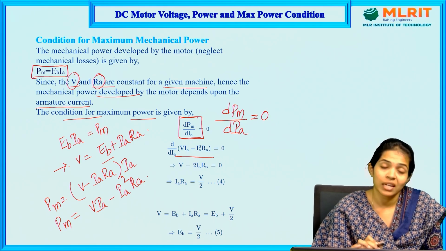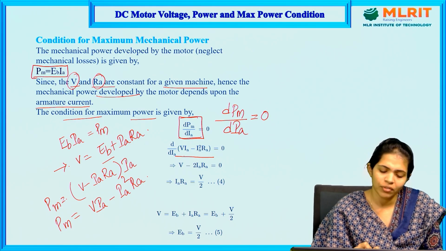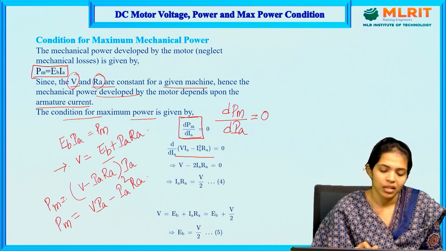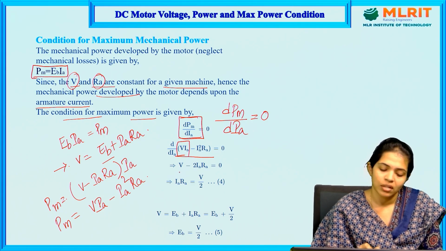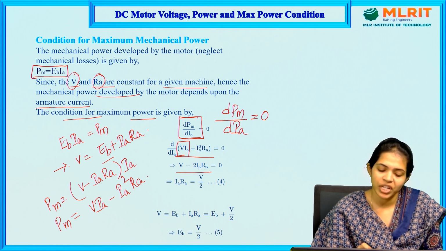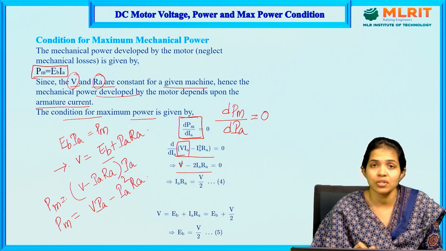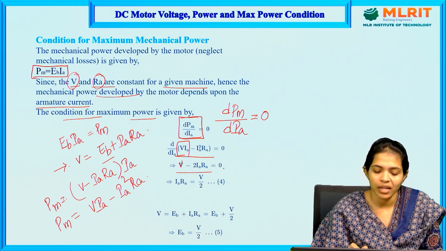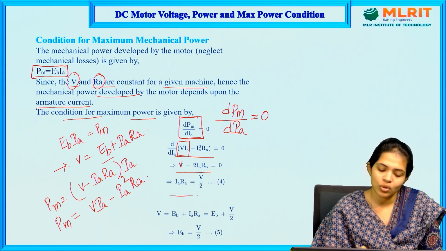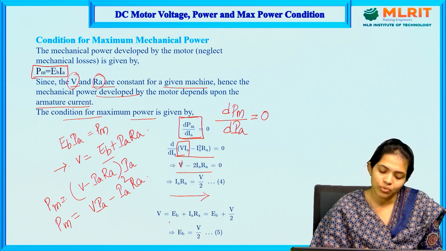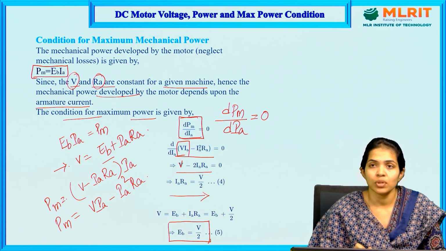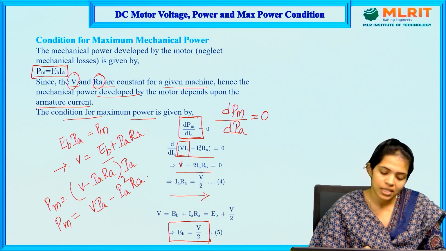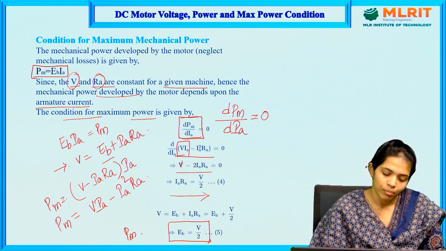So now the mechanical power is nothing but V into IA minus IA square RA, which is the electrical power supplied to the motor minus the copper losses. Upon differentiating it with respect to IA, we get the equation V minus 2 into IA into RA, which is equated to 0. Upon solving it further, we get a condition where the back EMF is equal to half of the applied voltage. So this is the condition for attaining maximum mechanical power.